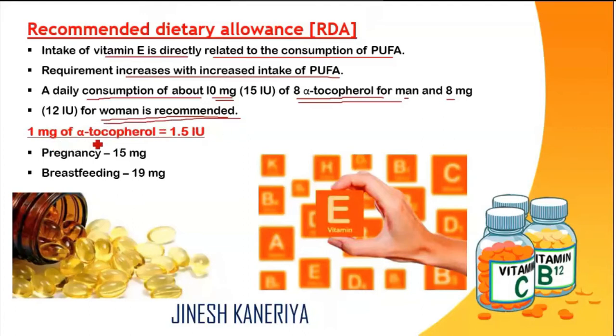1 mg of alpha tocopherol is equal to 1.5 international units. A pregnant woman requires 15 mg, and a breastfeeding mother requires around 19 mg of vitamin E per day. So the routine requirement of the body throughout the day is 8 mg for males and females, 15 mg for a pregnant woman, and 19 mg for a mother who is breastfeeding.